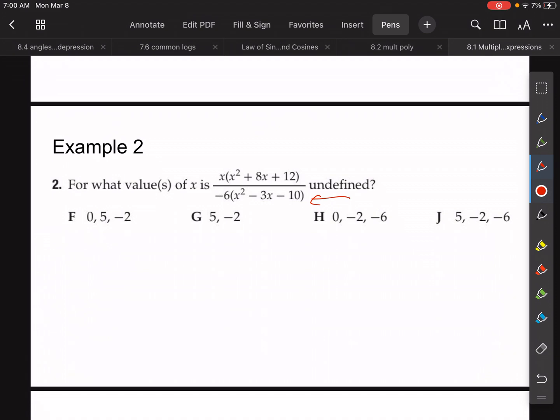So if I factor this piece here, two things that multiply to give me 10 and add to give me -3 would be, well, it looks like 5 and 2 might work. So let's do x minus 5, x plus 2, I believe is how that would factor. So we know that x cannot equal 5 or -2. Okay, so for this one, 5 and -2 would be answer choice G.